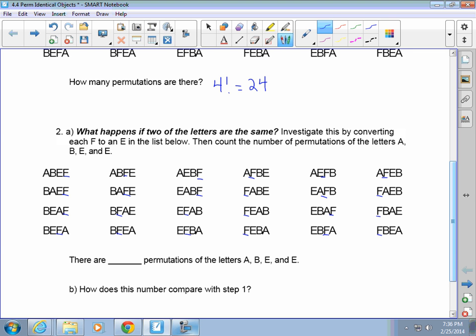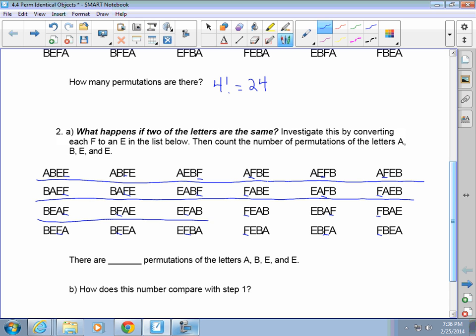like so, what happens to the letters? So if we look now, we have A, B, E, E here, A, B, E, E, or A, E, B, E, A, E, B, E. So we can kind of divide them up like so. Okay, so 2 side-by-sides are the exact same permutation. So what we've done basically is we have reduced our number. We've gone from 24 down to 12 permutations.